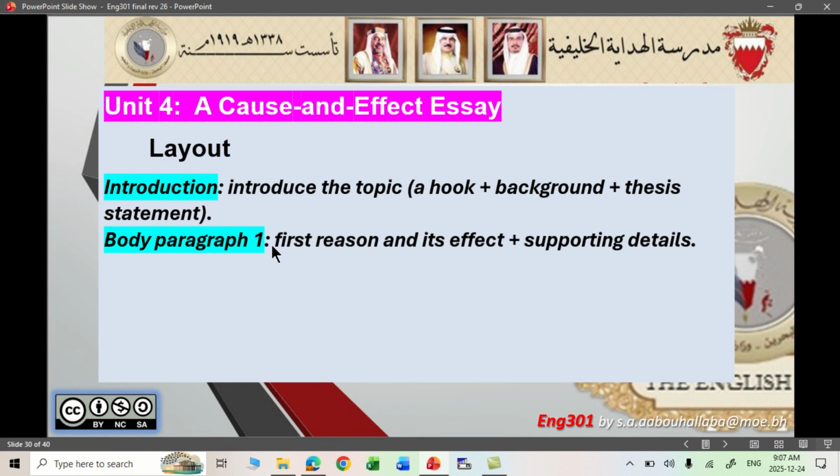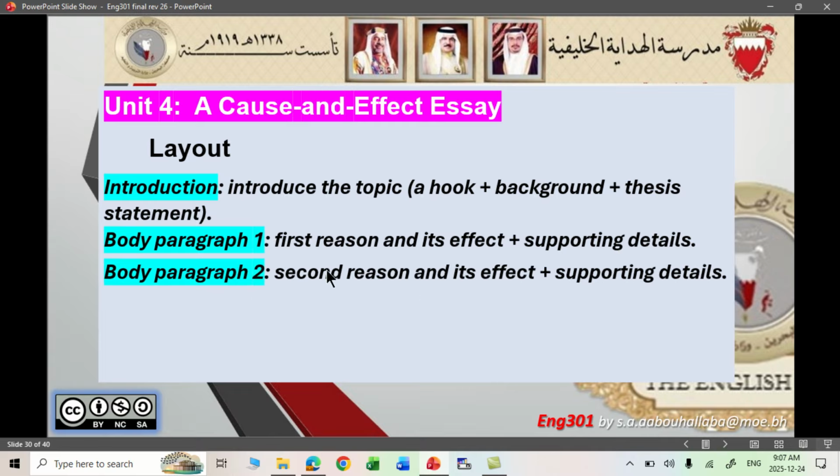Body paragraph 1. Here you are going to mention the first reason. You said that it is cause and effect, so you need to give reasons. You start by giving the first reason and its effect plus supporting details.